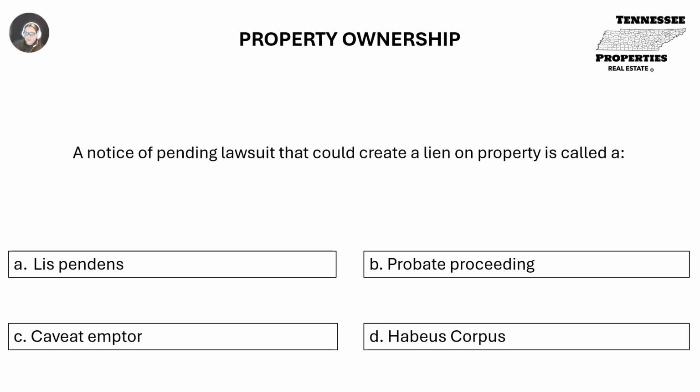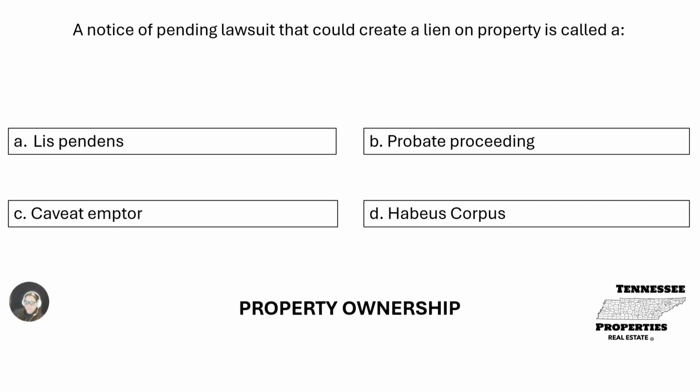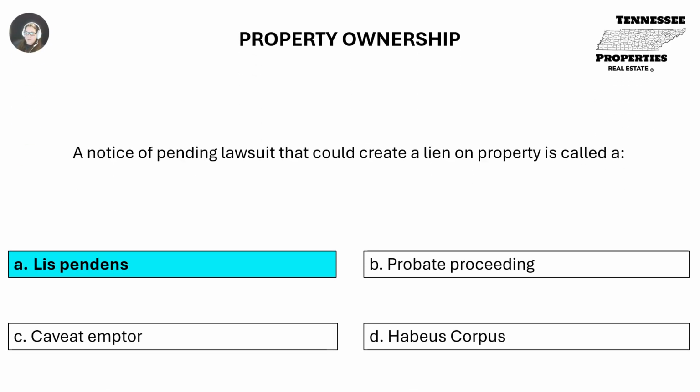A notice of pending lawsuit that could create a lien on a property is called A. Lis pendens, B. Probate proceedings, C. Caveat emptor, or D. Habeas corpus. A. Lis pendens.